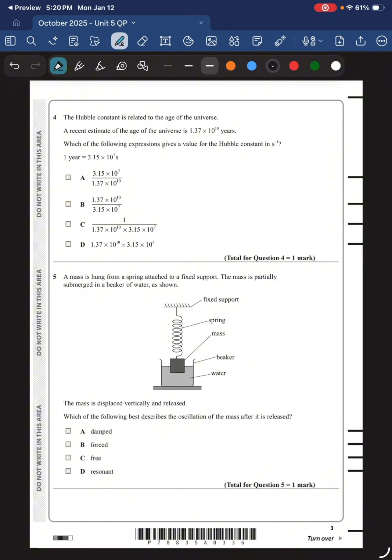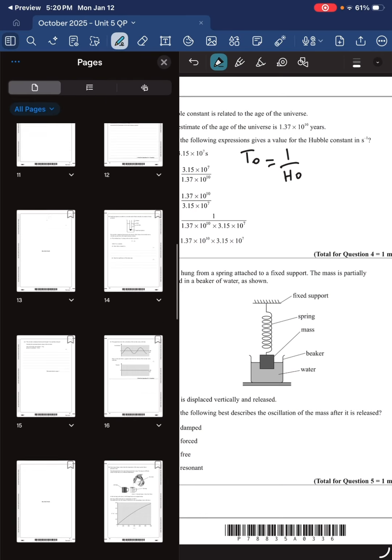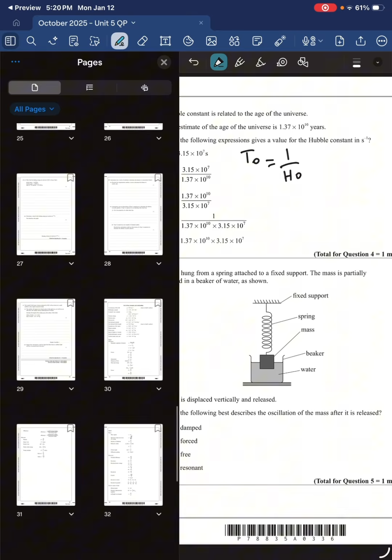So anyway, okay, which of the following expressions gives a value for the Hubble constant in seconds to the -1? And they give you the duration of a year. Okay, so this is a strange question in that usually you know the Hubble constant and you use it to calculate the age of the universe, and that's done by using this formula, okay? And I'm pretty sure this is one of the formulas they actually give you. Let me check.